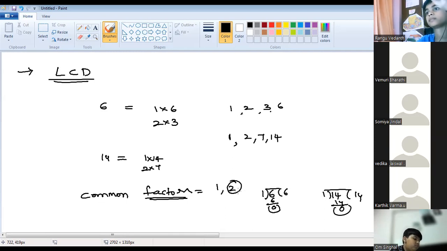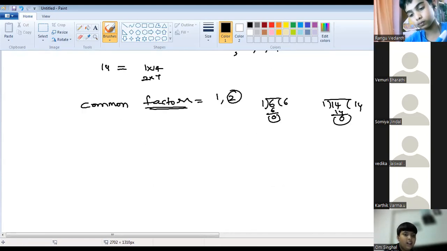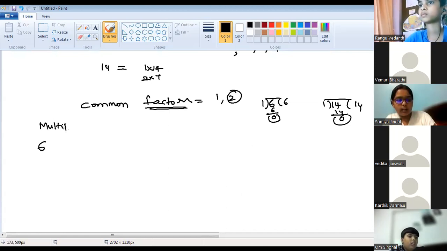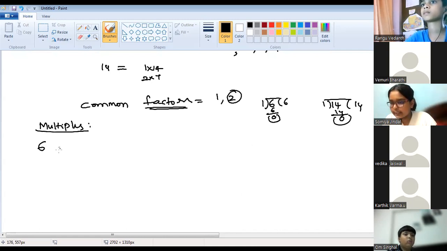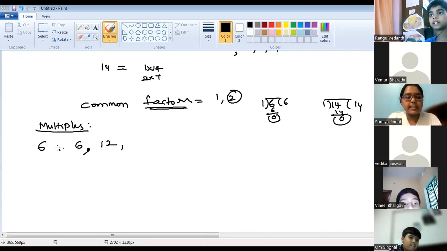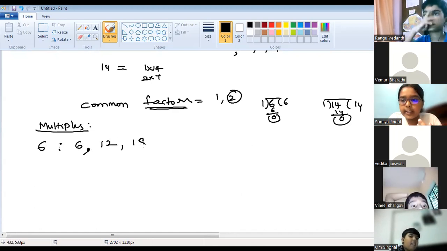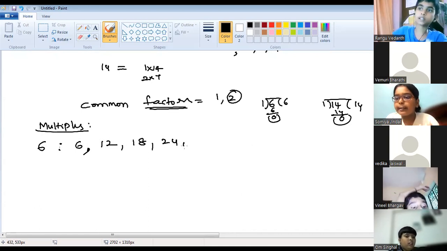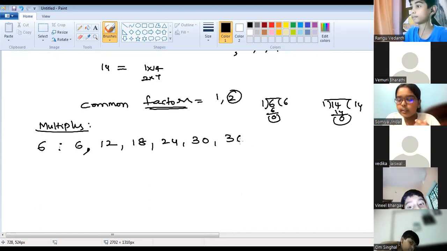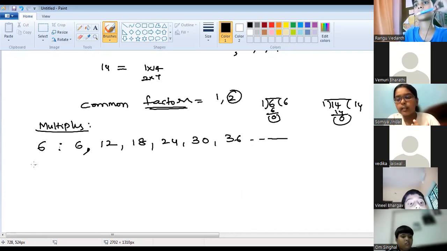Coming to the least common multiples. Multiples of 6, and the same examples we will take. What are multiples? Factors and multiples. What are the multiples of 6, children? 6, 12, 18, 24, 30, 36, 42, 48, and so on till infinity.